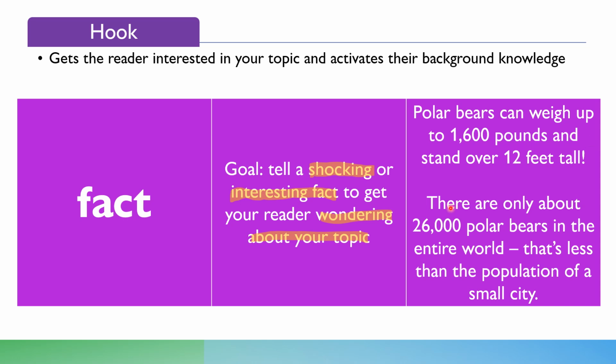Here's another example. There are only about 26,000 polar bears in the entire world. That's less than the population of a small city. I don't want to just say, there aren't very many polar bears. I want to shock them with how few polar bears there are. These facts should come from your sources. Don't make up a fact. Go back into your source and find a shocking fact that you're not already using as a key detail. You don't want to repeat any of your key detail facts. You already are planning to use those in your body paragraphs.